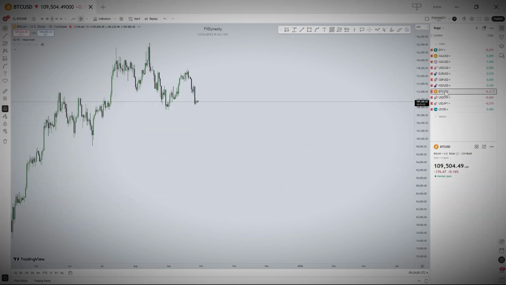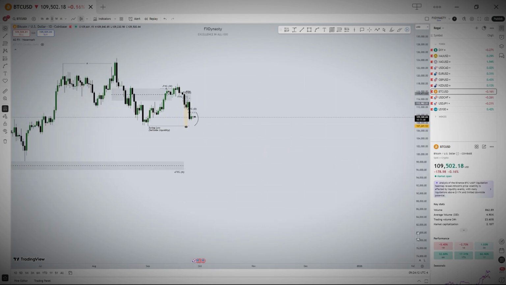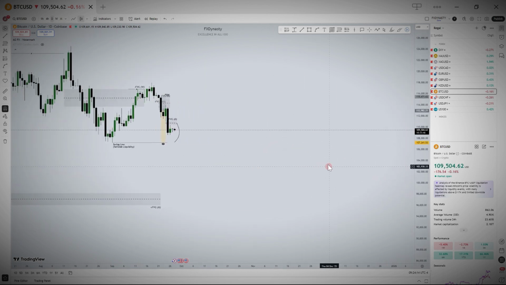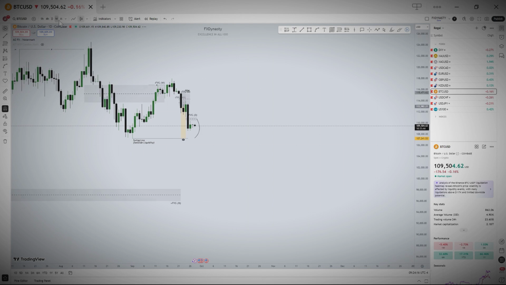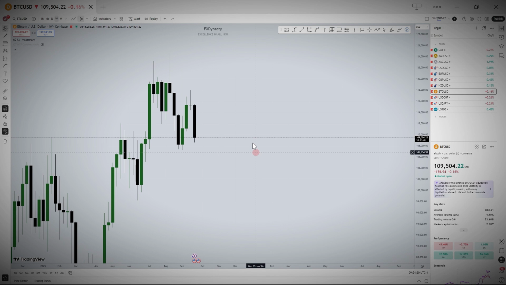So BTC, I have a trade running also on BTC. So I'm expecting continuation of this bearish movement. So for this BTC, I'll just run you through. After we took out this high, we rejected and created this fair value gap.